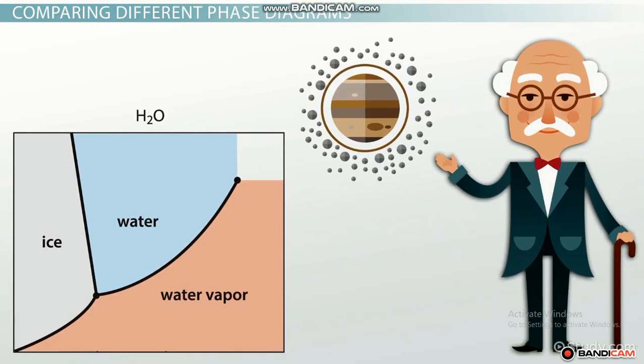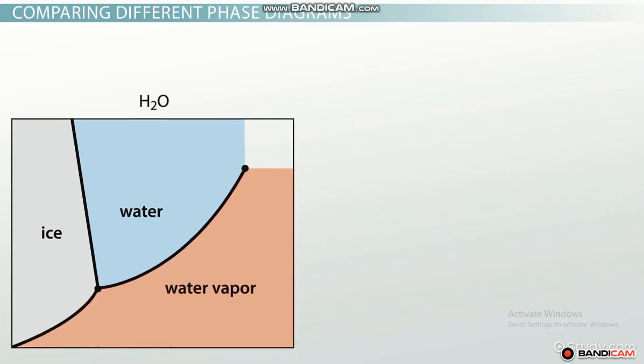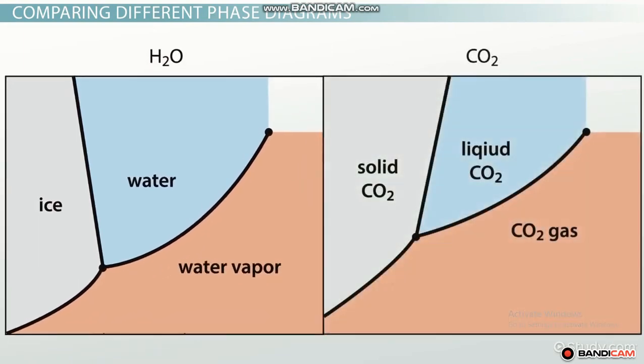If you compare water to other substances, you'll notice a couple of differences. Let's start by comparing water to carbon dioxide, which is the gas you're breathing out right now. You'll notice the line separating solid water and liquid water slopes to the left. Now look at the same line for carbon dioxide. You'll notice it slopes to the right. So what does this difference mean? Well, it's one way the water phase diagram is different.